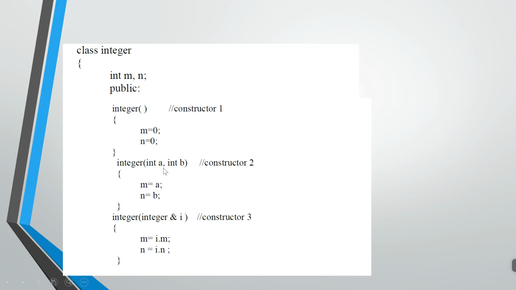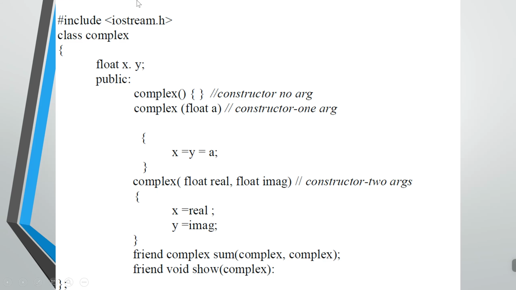Here you can just make a note. I've defined a class called integer with a default constructor, a parameterized constructor, and a copy constructor. So there are three constructors defined inside the class called integer. I may use it anywhere. I've defined it, I've used it, and I can use a friend also.